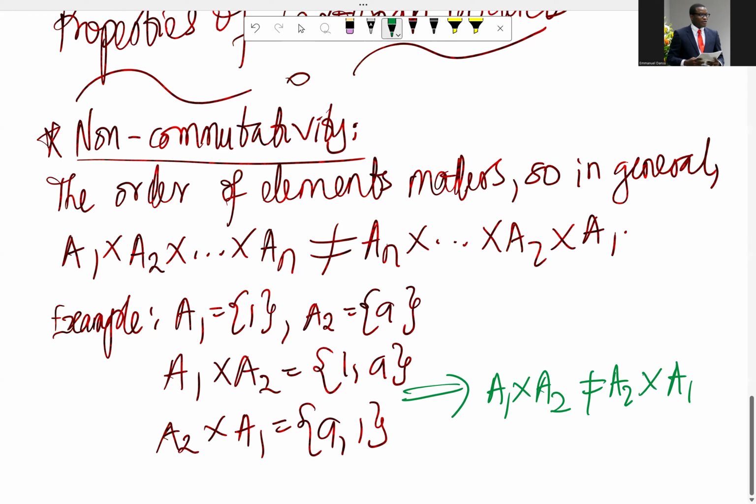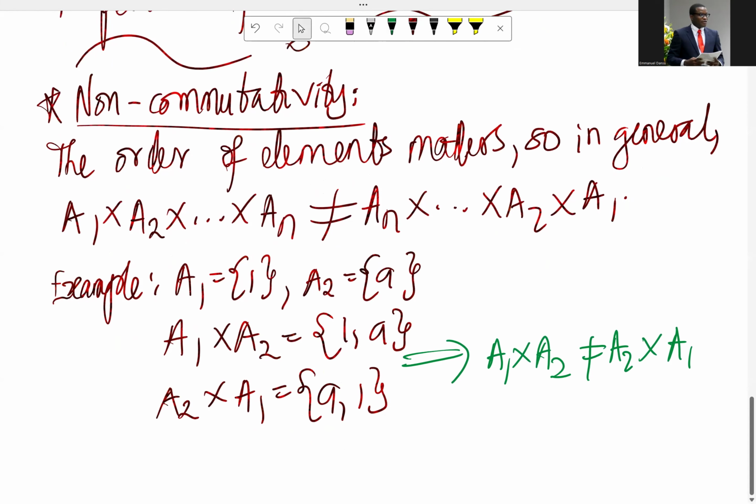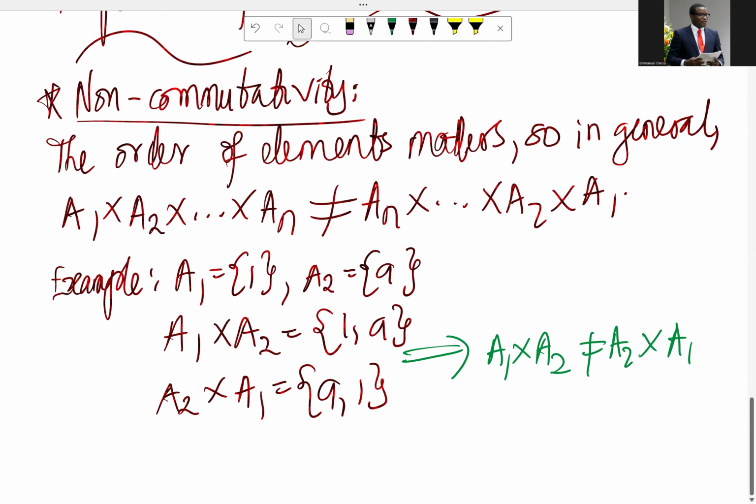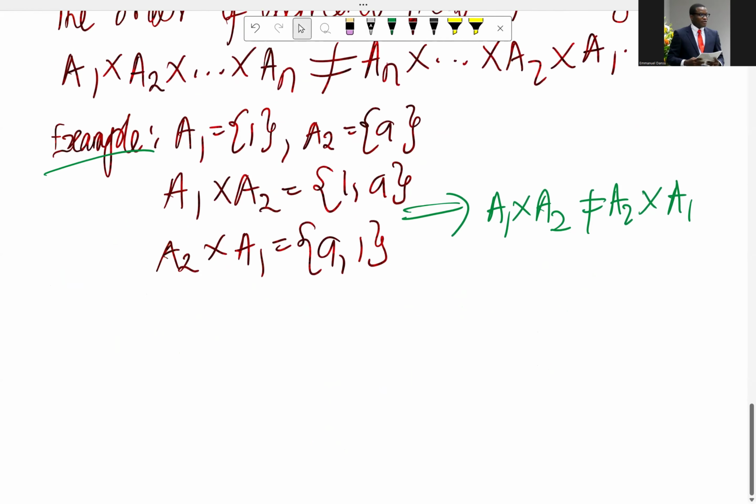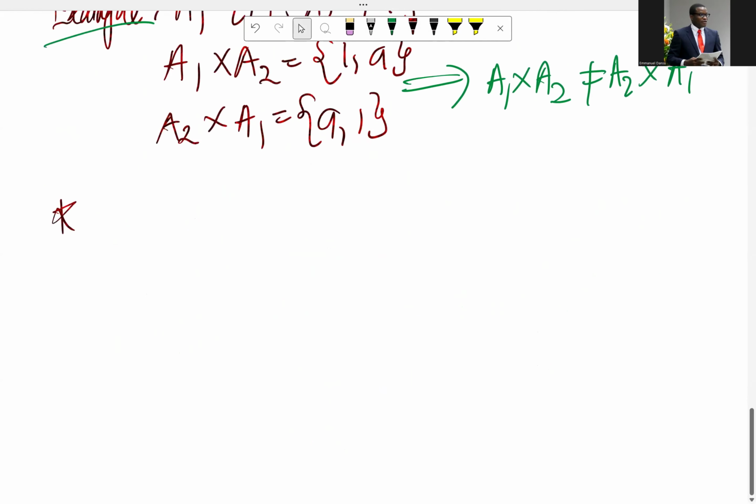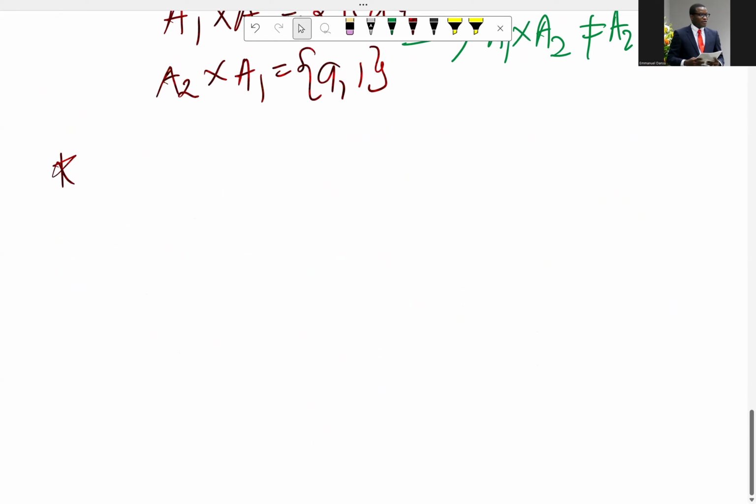So Cartesian product is not commutative, except under strict conditions. I think we can leave it at that. And then we go for another property of Cartesian products. Another property is the cardinality.